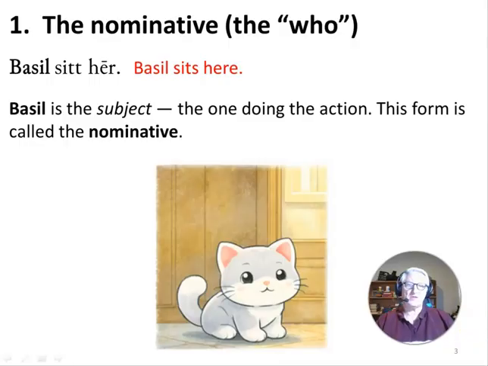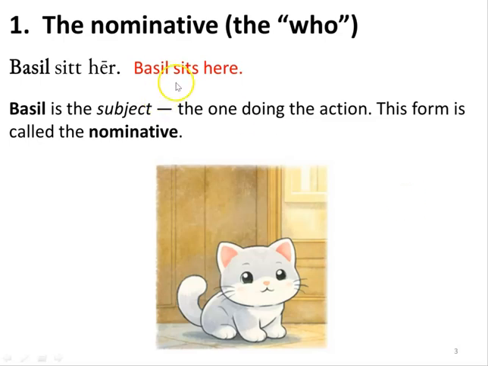All right, so let's have a look at something called the nominative. Okay, now the nominative, the who. Basil sitter here. Basil sits here. Basil is the subject. Whenever you're dealing with a subject in a sentence, that is in the nominative. Basil is the one doing the action. This form is called the nominative, the one doing the action, the subject of the sentence.